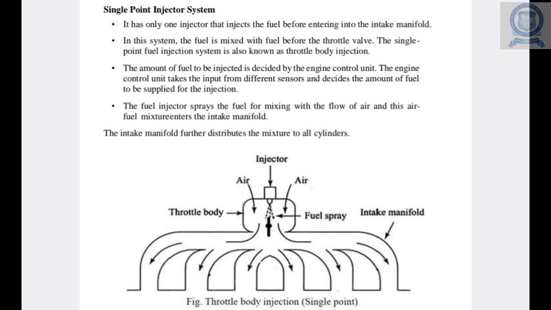It has only one injector that injects the fuel before entering into the intake manifold. In this system, the fuel is mixed with the air before the throttle valve. The single point fuel injection system is also known as throttle body injection. The amount of fuel injected is decided by the engine control unit. The engine control unit takes the input from different sensors and decides the amount of fuel to be supplied for the injection. The fuel injector sprays the fuel for mixing with the flow of air, and the air fuel mixture goes to the inlet manifold.